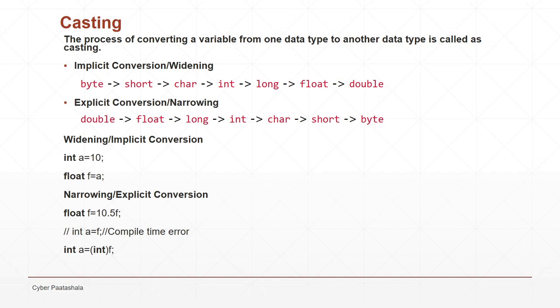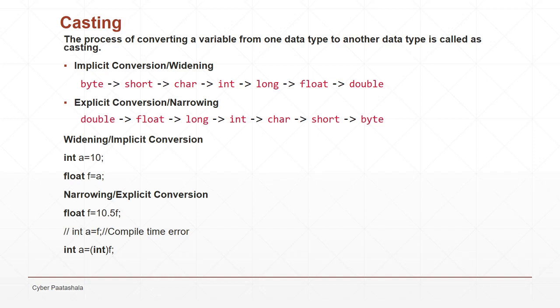Under explicit conversion, I declared a variable f as a float data type. Float f equals 10.5f. So if I wanted to convert this float variable from float type to int type, and if I say int a equals f, then the compiler will throw an error, because if you say int a equals f, then there is definitely a chance of losing that fractional value 0.5. So that is the reason the compiler is throwing an error.